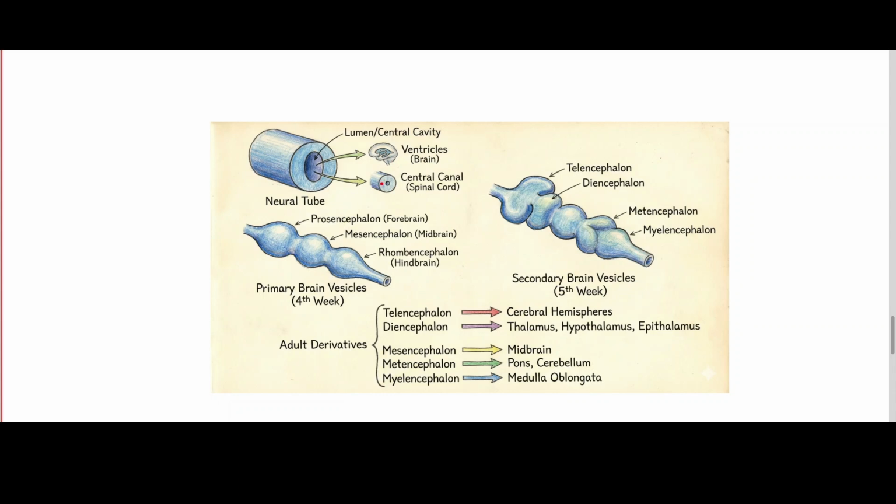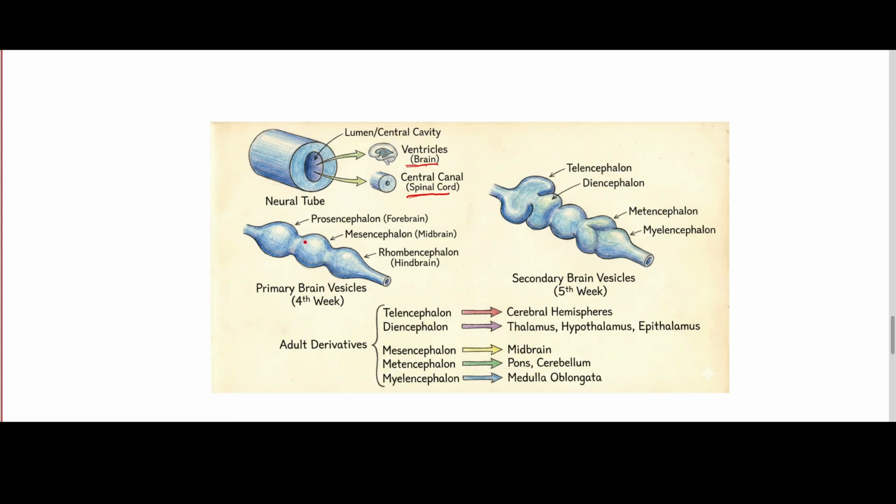All right. So before we go further, notice that the neural tube has a central cavity. This central cavity does not disappear. Even though the anterior and posterior neuropores eventually close, the central cavity remains, right? And it's called the lumen of the neural tube. The lumen of the neural tube in the cranial end forms the ventricles of the brain, while the lumen in the caudal end forms the central canal of the spinal cord.